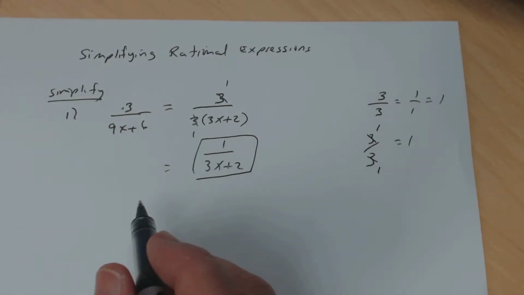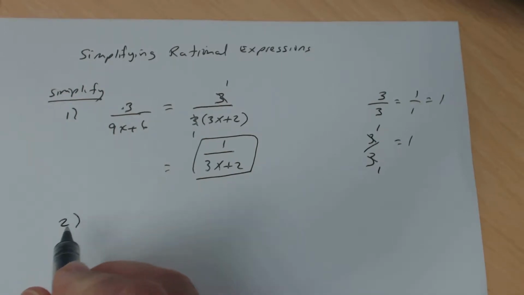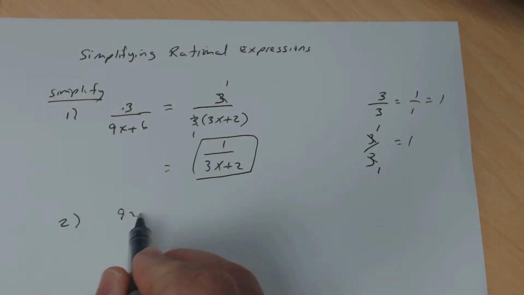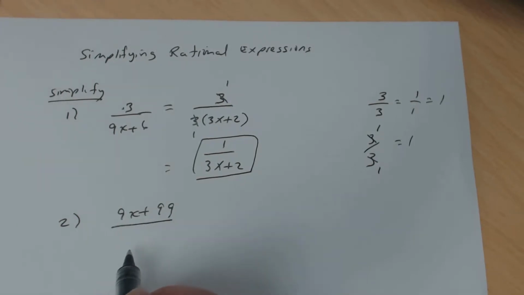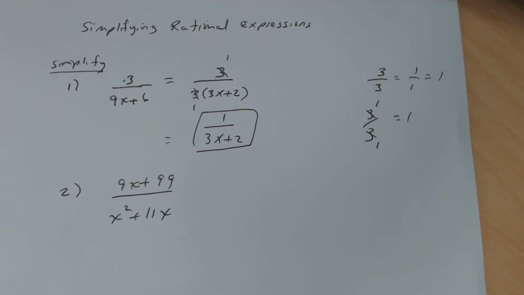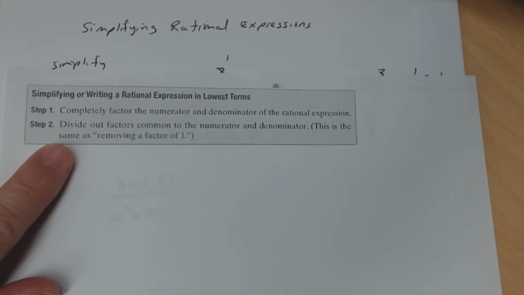All right, let's look at this one. Suppose we had 9x plus 99 divided by x squared plus 11x. So 9x plus 99 divided by x squared plus 11x. All right, so again, the first step is to factor the numerator and denominator. And then the second step is divide out your common factors.